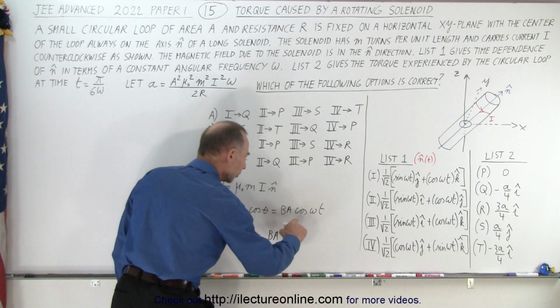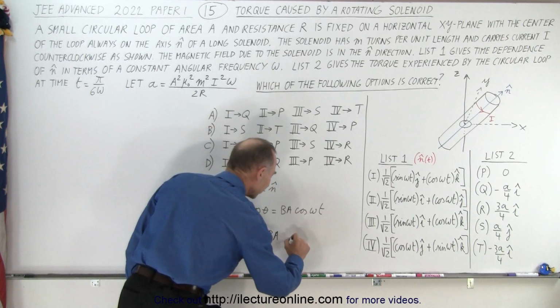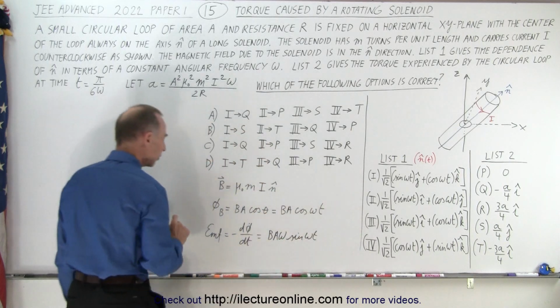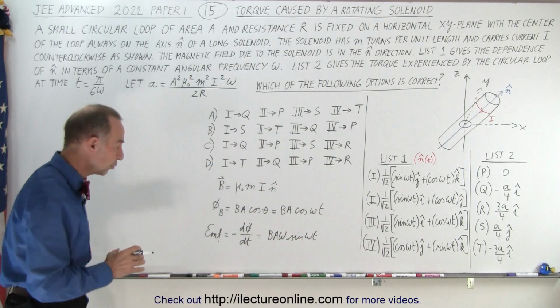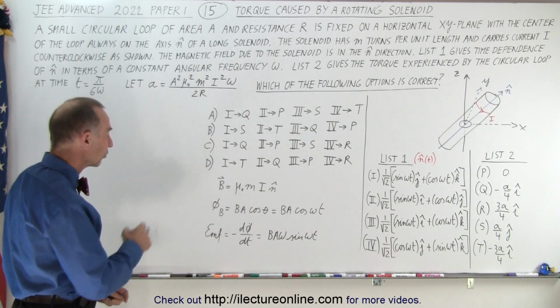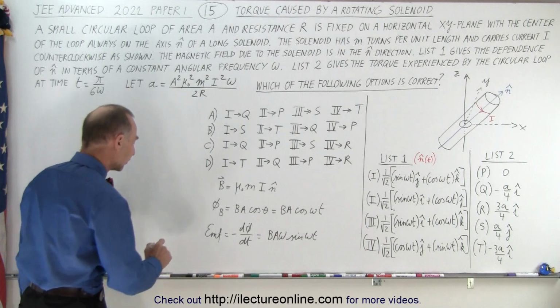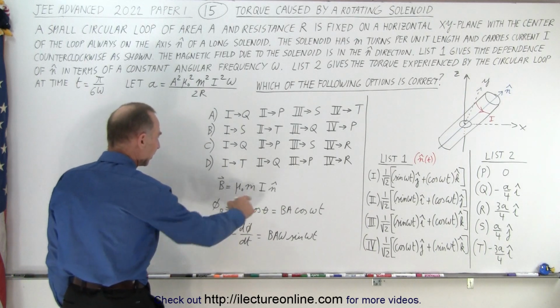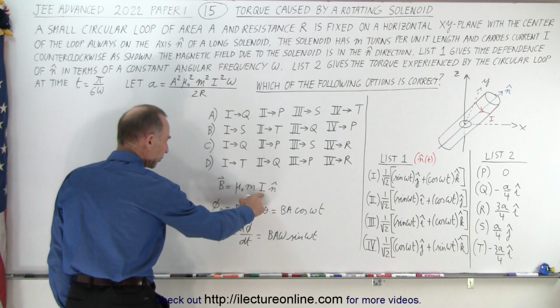BA times the derivative of the cosine will give you the sine of omega t times the derivative of the angle, which is omega. So there, that gives you the EMF induced by the rotating solenoid. So now we need to find the current. And notice that this is presumably the peak current.